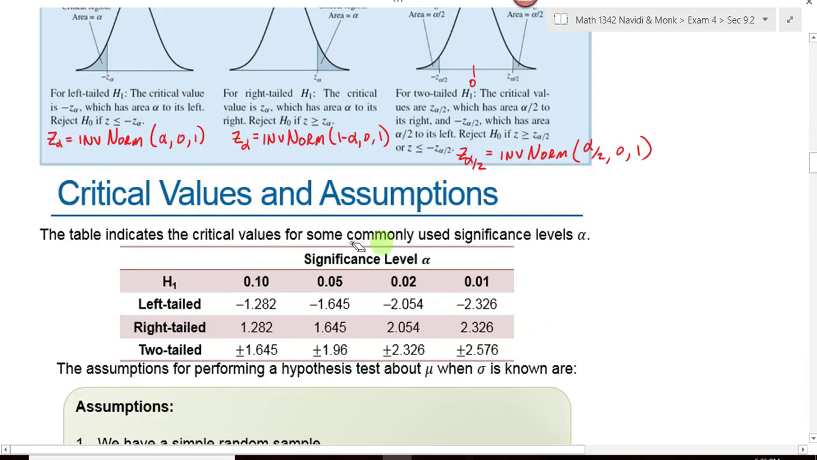Here's a table of common critical values for different significance levels. The one that we use most often will be this.